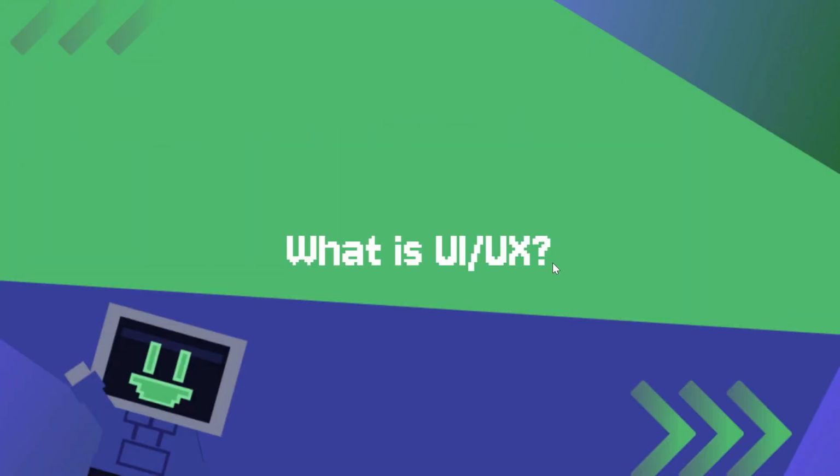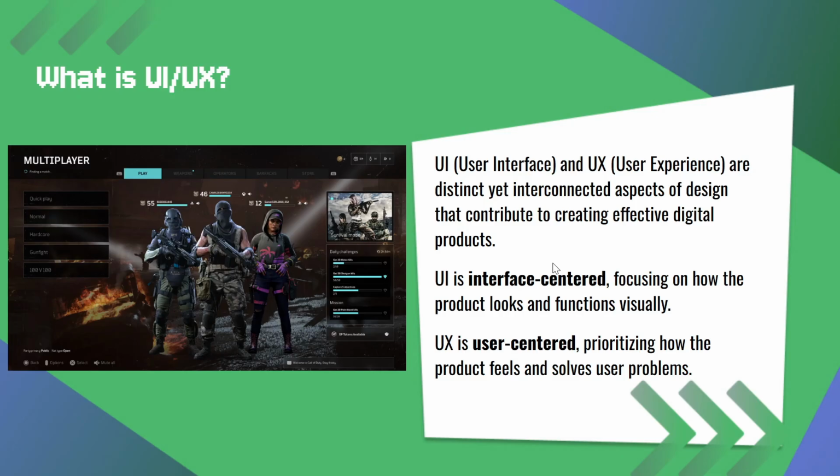So what is UI UX? UI is the user interface, which is what players see, like for example on the Call of Duty main menu right here. And UX is the user experience, which is how the players experience that user interface. These two are distinct yet interconnected aspects of design that contribute to creating effective digital products. In this case, we're going to be focusing on games.